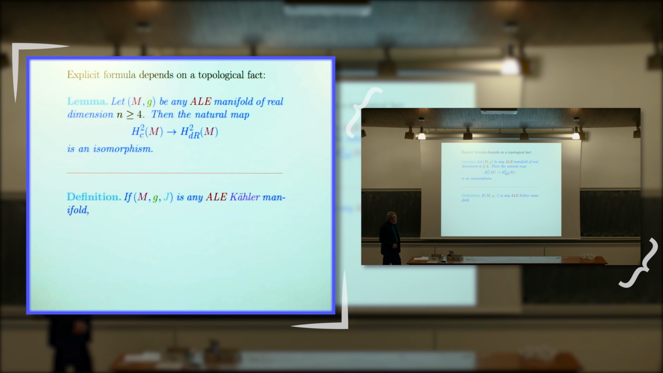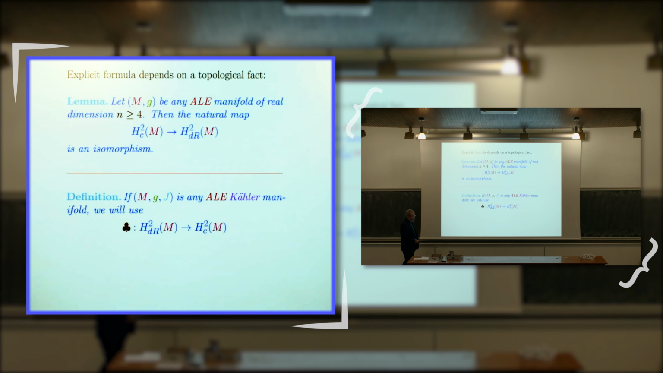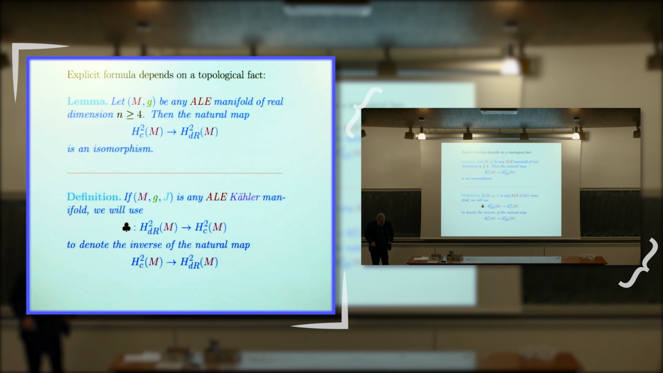So in particular, there's a natural map from compactly supported forms to forms that induces a map from compactly supported cohomology to cohomology. But in this case, it has an inverse. And our notation is club, or club suit. So the idea is if you're given a closed form, club it over the head until it's compactly supported, and then take its compactly supported cohomology class. So this is the inverse of the natural map from compactly supported cohomology to cohomology.